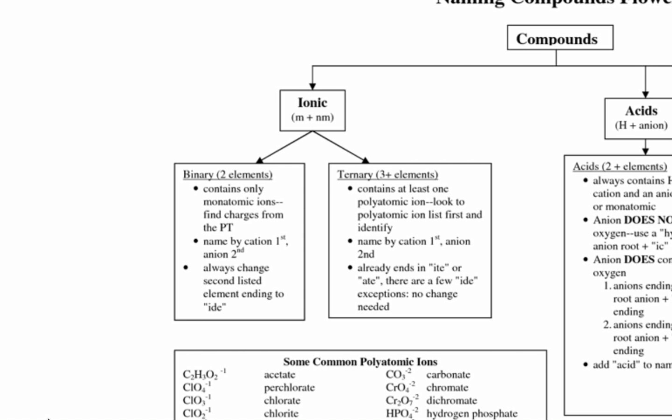So here's a little list of rules for naming our ionic compounds. If we have a binary compound, so that's just our two elements, that means it takes monatomic ions. We can find the charges off the periodic table. We put the cation first, the anion second, and the anion is always changed to IDE. That's pretty easy. I think binary ionic compounds are pretty easy.